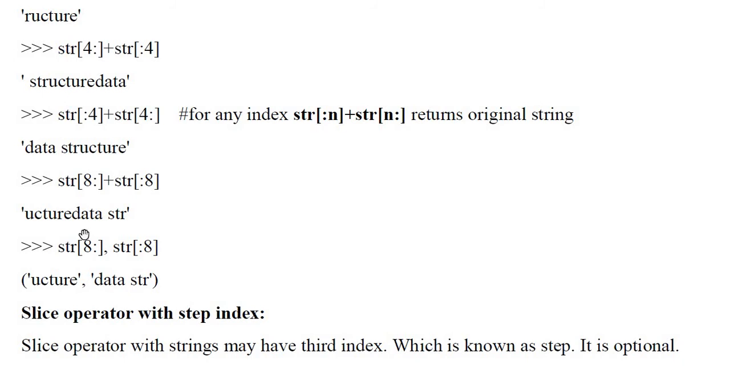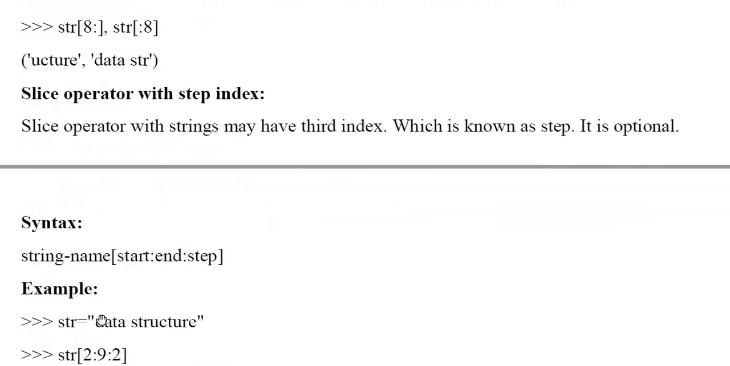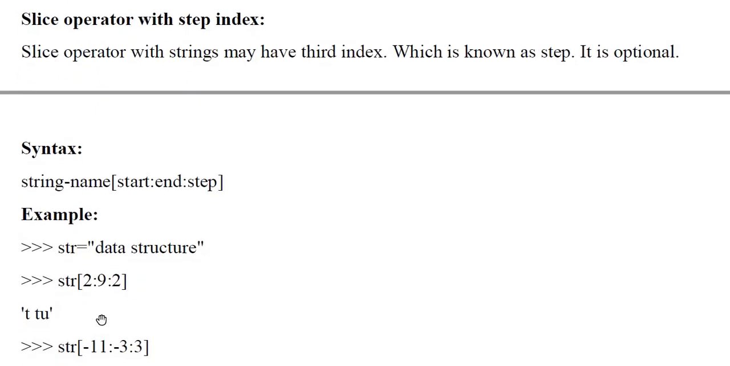Now this we already did. Second, we will see the slice operator with step index. Okay, step index, what do you mean by step index here? Which is known as the step, which means that if you say 2, then it will take a step of 2. Okay, so the slice operator with a string may have a third index, which is known as step. It is optional whether you give it or not, but sometimes we want that after two, every character coming after two indexes, it will print like that.